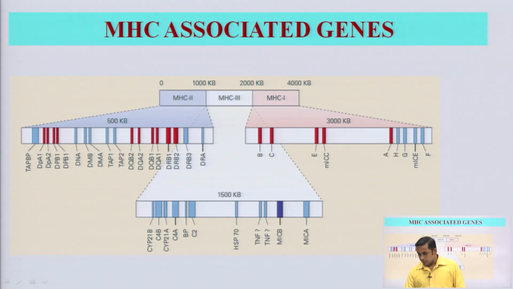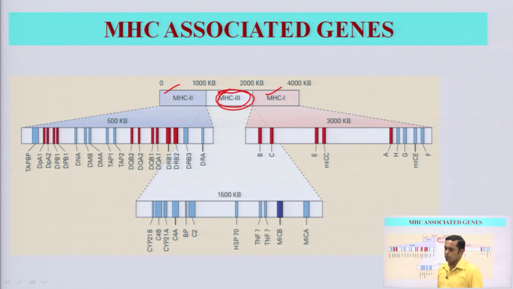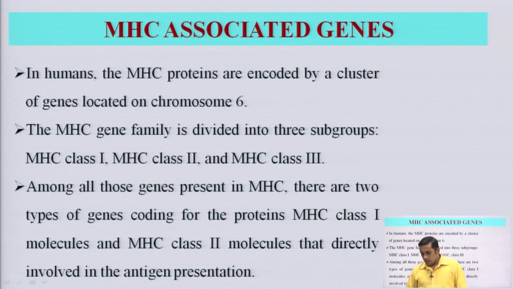And if I tell you more, this is the entire picture of the genes from where it usually comes. I will not discuss too much, but I would like to mention that another class is also present, MHC class 3. Many books do not properly mention it, and try to mention only MHC class 1 and class 2, but it is also important that you should know MHC class 3, though we do not give so much focus on it. This is the chromosomal diagram showing where it comes from. In humans, the MHC proteins are encoded by a cluster of genes located on chromosome 6.